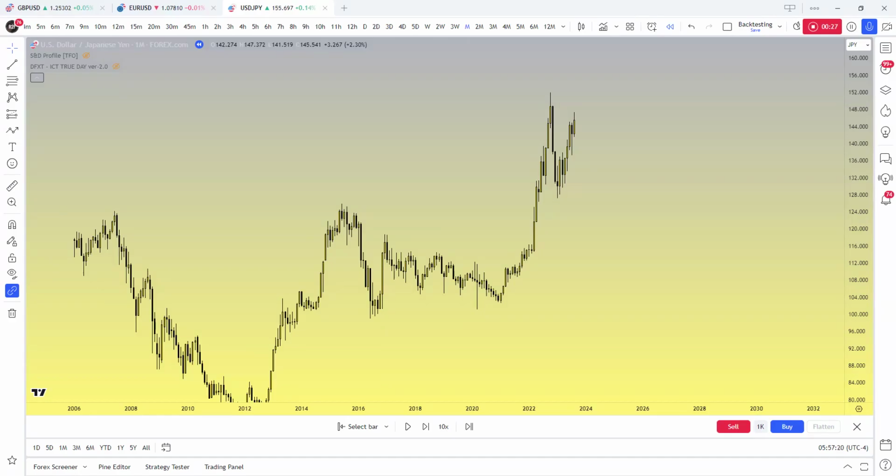I'm not going to do too much TA for you, but I'll basically do it in real time of how I would mark out the charts and read price.